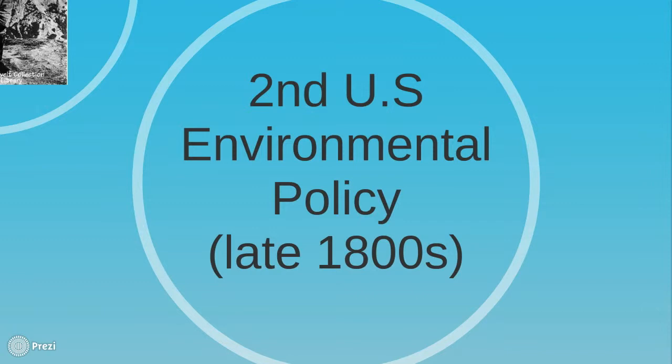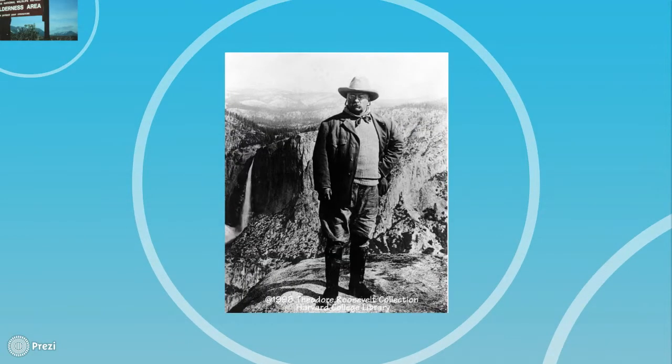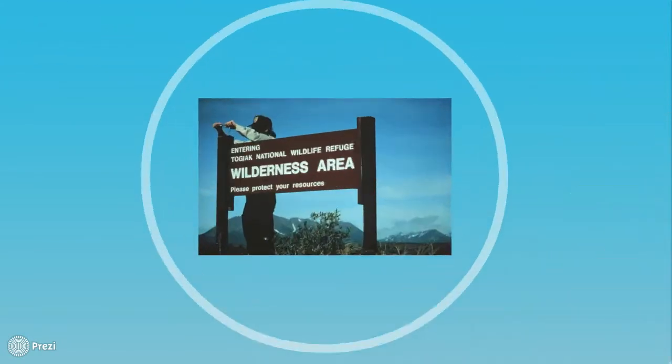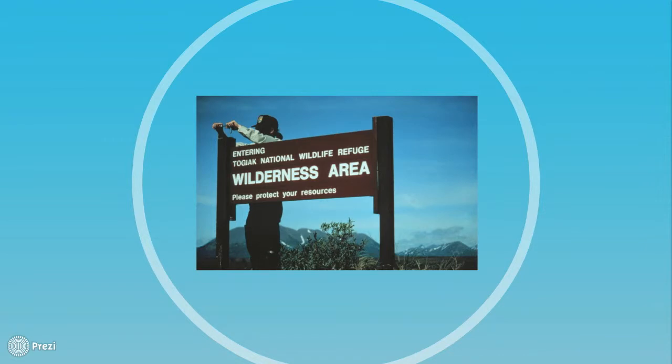In 1903, President Theodore Roosevelt created the first national wildlife refuge. Land management policies continued through the 20th century, targeting soil conservation in the Dust Bowl years, and they were extended through the Wilderness Act of 1964.